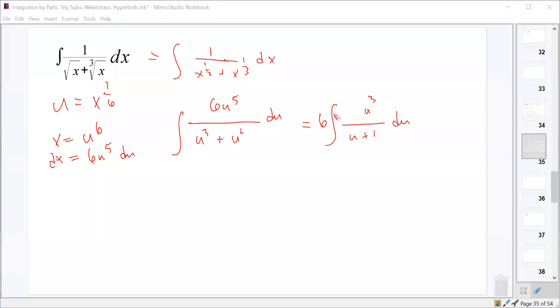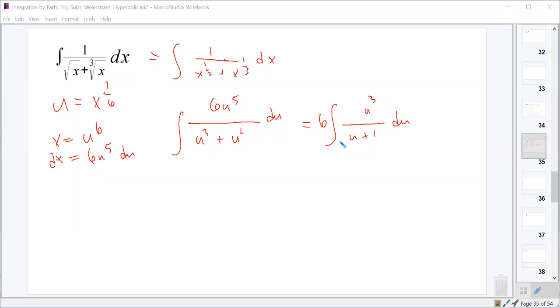So here's a rule for us that we might want to think about and learn. Anytime you have a rational function, if there's just not a simple u substitution to use to simplify it and solve it, take the numerator and divide it by the denominator if the degree of the numerator is greater than or equal to the degree of the denominator. So since the degree of u cubed is greater than or equal to the degree of u plus 1, we're just going to divide u cubed by u plus 1.